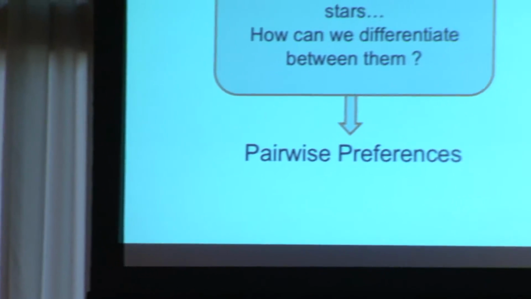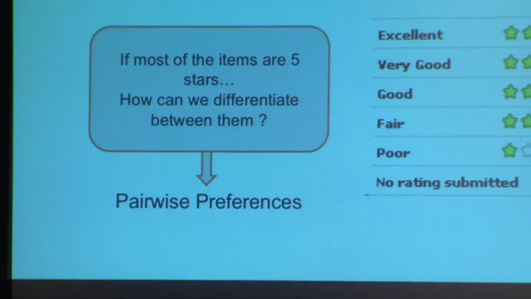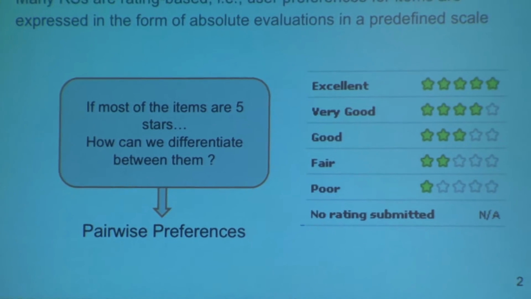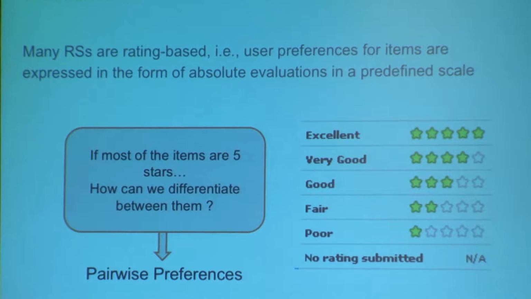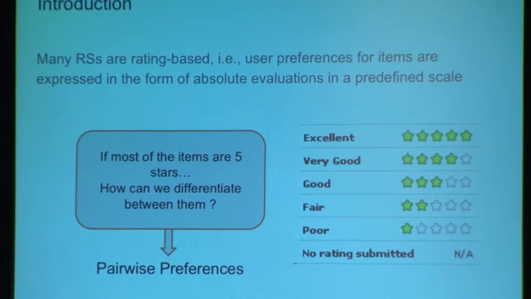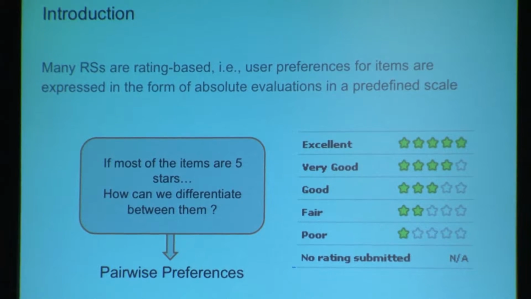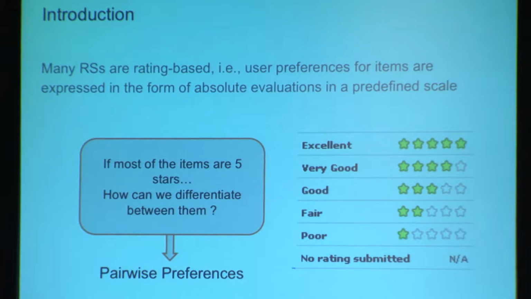In the introduction, most of you would have seen many recommender systems which are rating-based, meaning that users make absolute evaluations on items. In particular, for a classical 5-star scale, you see users making absolute judgments on items, either saying it's 5 stars or 2 stars or 3 stars. But if most of the items are 5 stars, how can we differentiate among them?